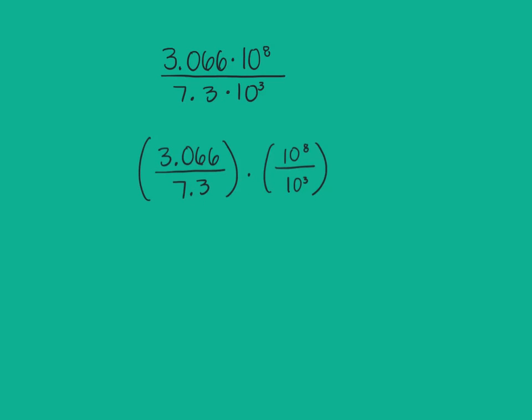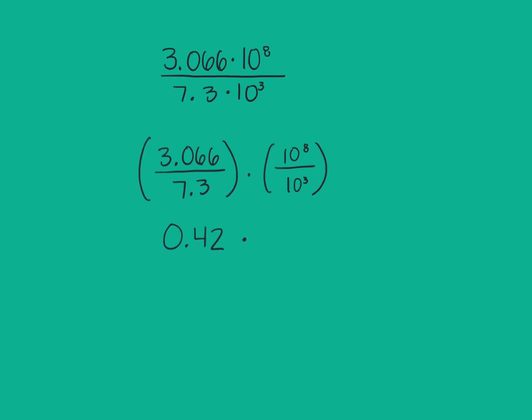The first thing I'm going to do is divide the first two numbers. When I do that division, I get 42 hundredths. And then I will do the division of the exponents. Remember, when we have exponents that have the same base and we're dividing them, we can just subtract the exponents. So I'm doing 10 to the power of 8 divided by 10 to the power of 3.